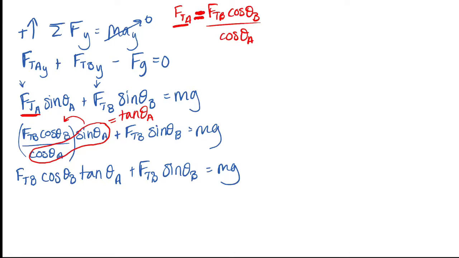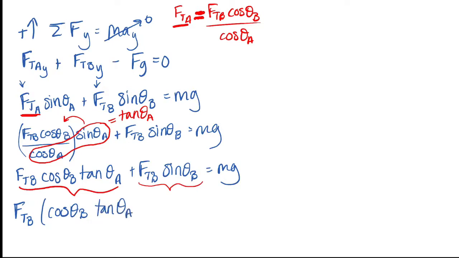Look, we have on the left side of the equal sign two big terms, right? There's one term and there's another. And guess what is a factor in both those terms? Force of tension in B. So guess what? I can factor it out because it's a factor in both terms. So what happens when I do that?